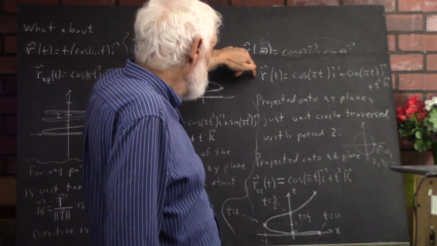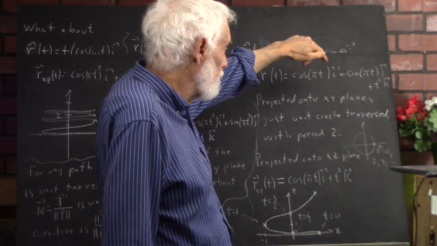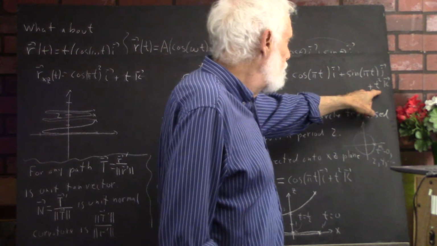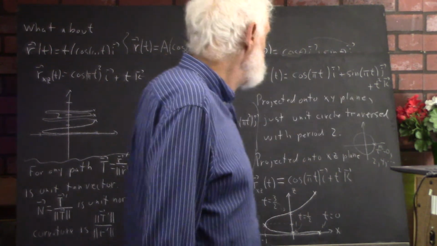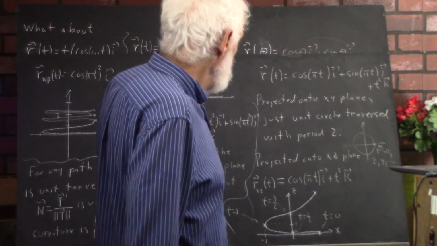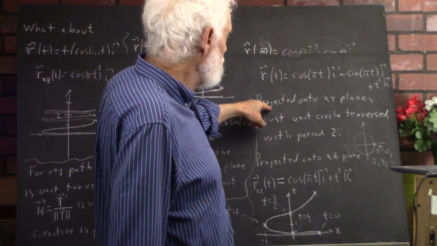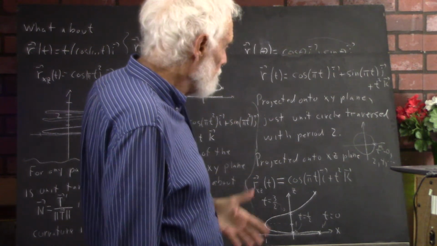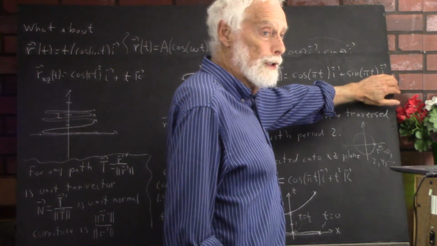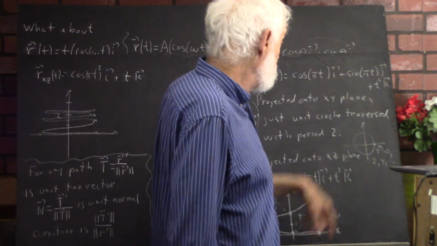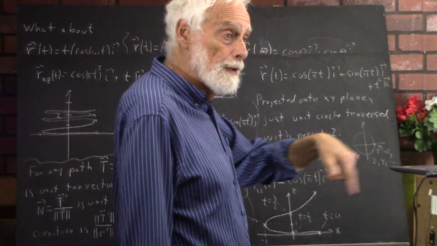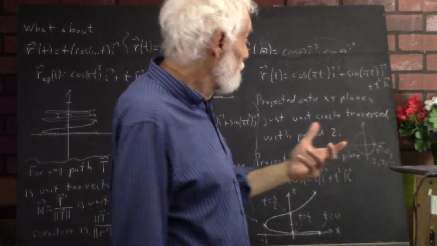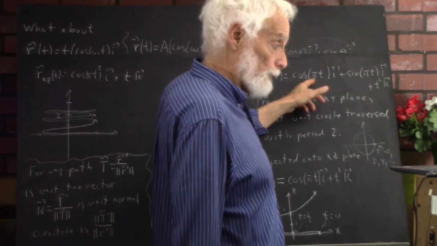Okay, so let's go back to r of t equals cosine pi t i plus sine pi t j. But now we're going to do t squared k. We can project this vector onto the xy plane. It's going to project onto the unit circle, because projecting onto the xy plane just means that we ignore the k component, and we've got the unit circle there. And it's being traversed with constant period again. Constant period would be 2 units of time.